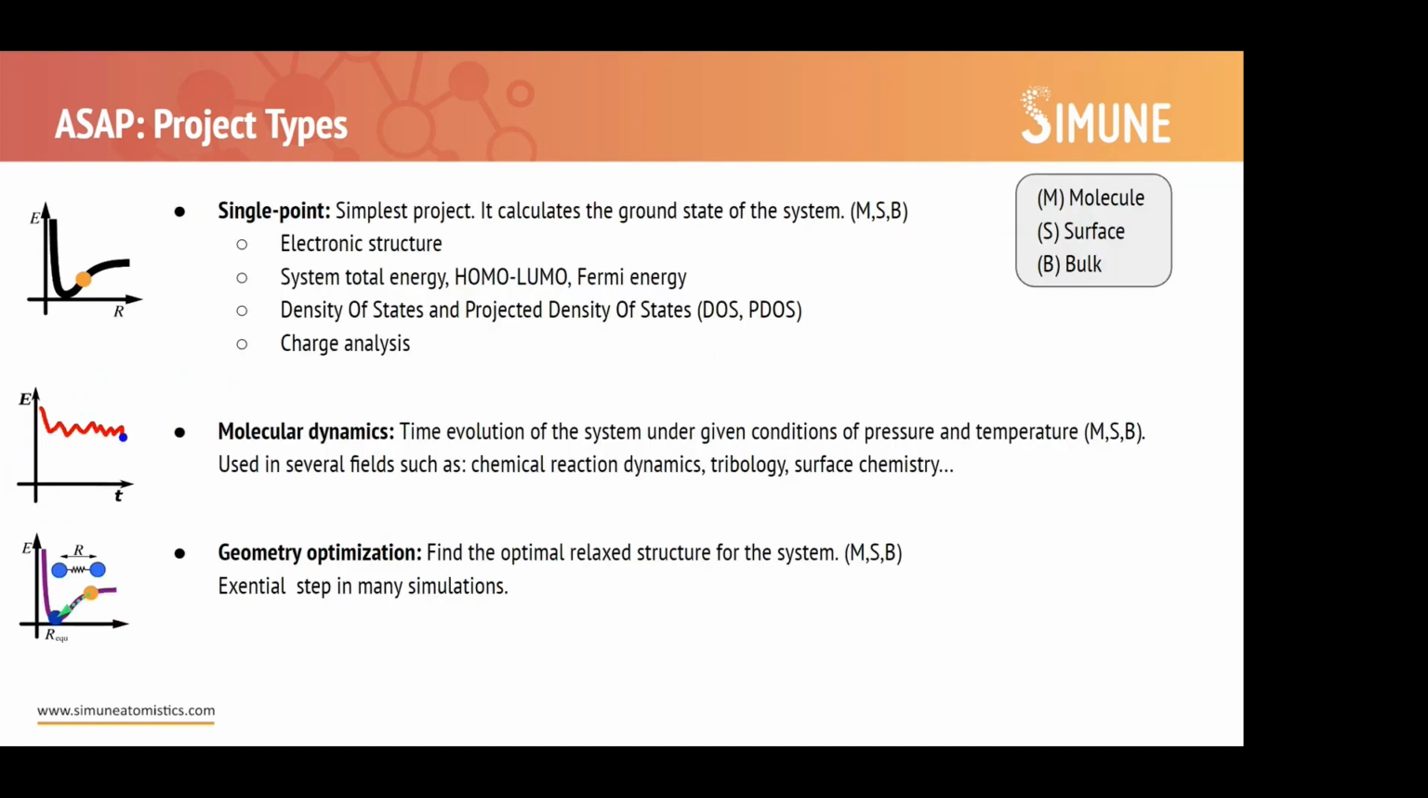So there are various project types in ASAP. Single point calculation is the simplest project. This essentially calculates the ground state of the system, converging the electronic subsystem of the system. The outcome of this project is the electronic structure, for example, density of states, local density of states, PDOS, etc. It brings the total energy of the system, HOMO-LUMO energies of the system, and Fermi energy. The outcome of this project also includes charge analysis. The project can be applied to molecules, surfaces, and bulk, and any system you defined in ASAP.